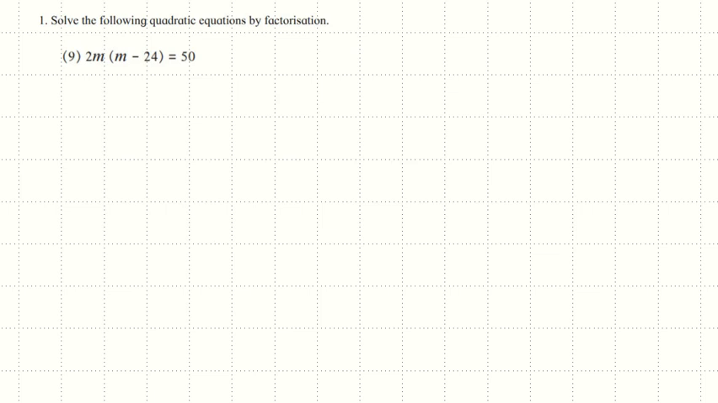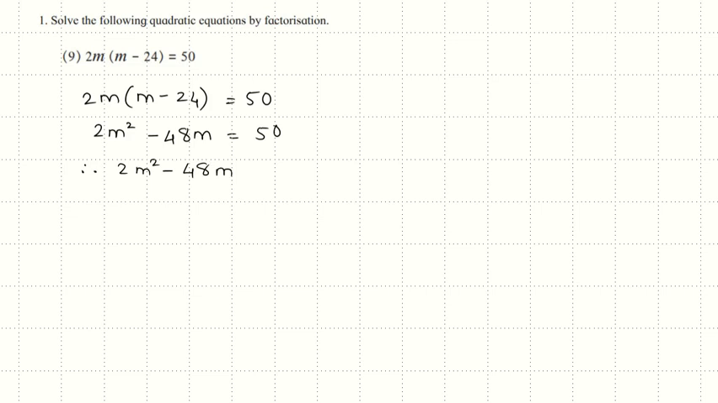Question number 9. 2m into m minus 24 is equal to 50. Solve this bracket first, that is 2m square minus 2 into 24 is 48, and this m, 2 into 2m into 24 is minus 48m is equal to 50. Making it in standard form, 2m square minus 48m minus 50 is equal to 0, because this 50 is coming on the left hand side.